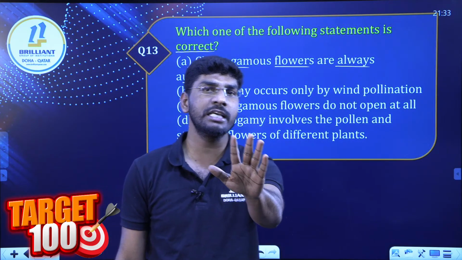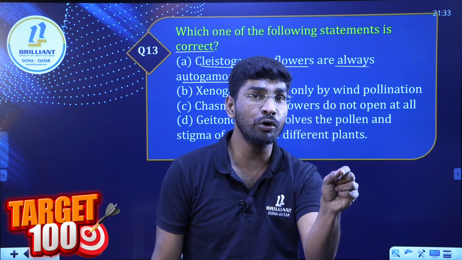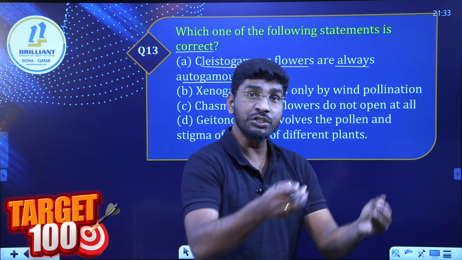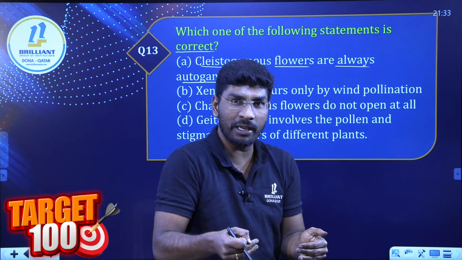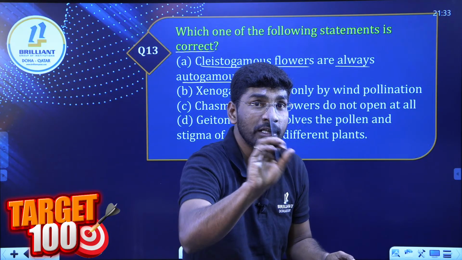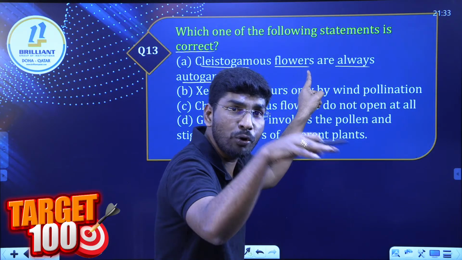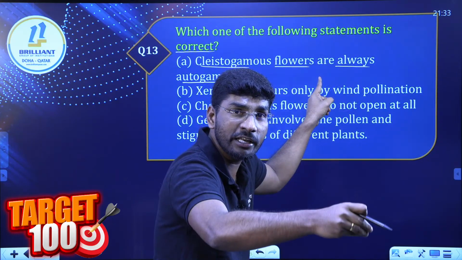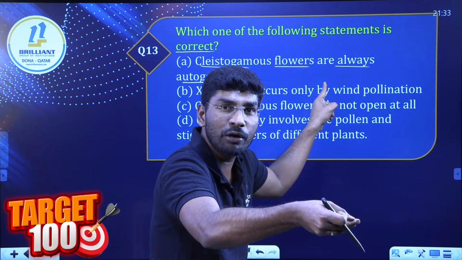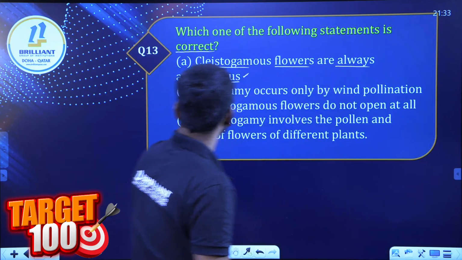I don't know how many of you sit with NCERT. If you do, just compare. Geitonogamy is technically also cross-pollination, but genetically similar pollen grain is coming. In case of xenogamy, genetically different pollen grain is coming, right? That small difference is there. But here they're asking, cleistogamous flowers are closed flowers, so same pollen grain will reach. It is called self-pollination, which is called autogamy. They will never open. So cleistogamous flowers are always autogamous. Fine.